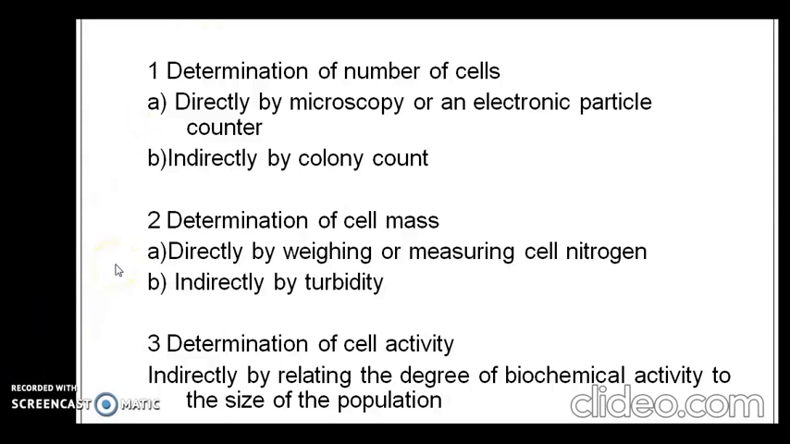Second category is the determination of cell mass. In this, the direct method is by weighing or measuring the cell nitrogen, and the indirect method is by measuring the turbidity. And the third category is the determination of cell activity, and it is done by indirect method, and it is related to the degree of biochemical activity to the size of the population.